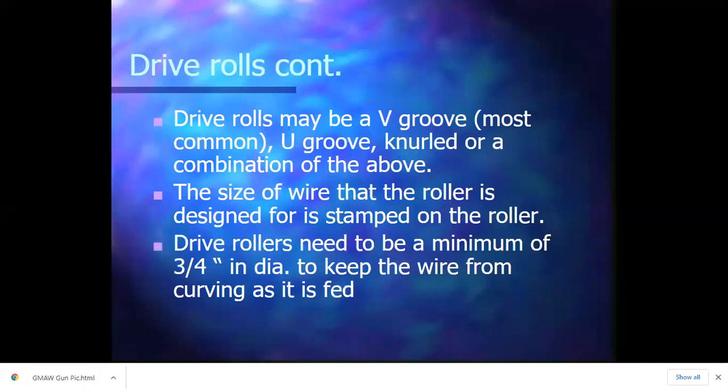So drive rollers need to be a minimum of 3/4 of an inch in diameter. This is to keep the wire from curving as it's fed. Basically, if we go smaller than that, it puts what's called cast in the wire. It's a curl we don't want because we want that wire to be straight and we don't want it to be rubbing up at the inside of the liner.